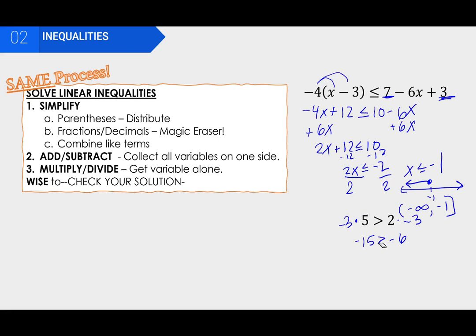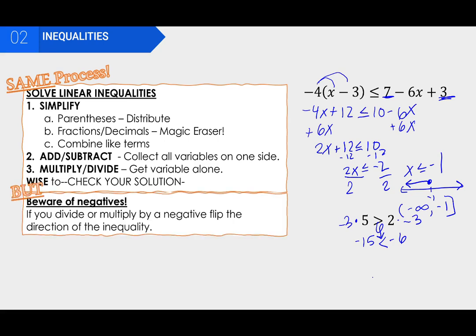So in order to make it true, I have to flip the inequality over. So now it says -15 is less than -6. If I had multiplied or divided by a positive number, that wouldn't be the case, but negatives mess things up. So in your solving, if you divide or multiply by a negative, you must flip the direction of the inequality so that it is still a true statement. So for example, if we have -3x is less than 6, and we're dividing to solve it, we would then flip that over. X is now greater than -2. Those values, if I plug them in, will give me a true statement.